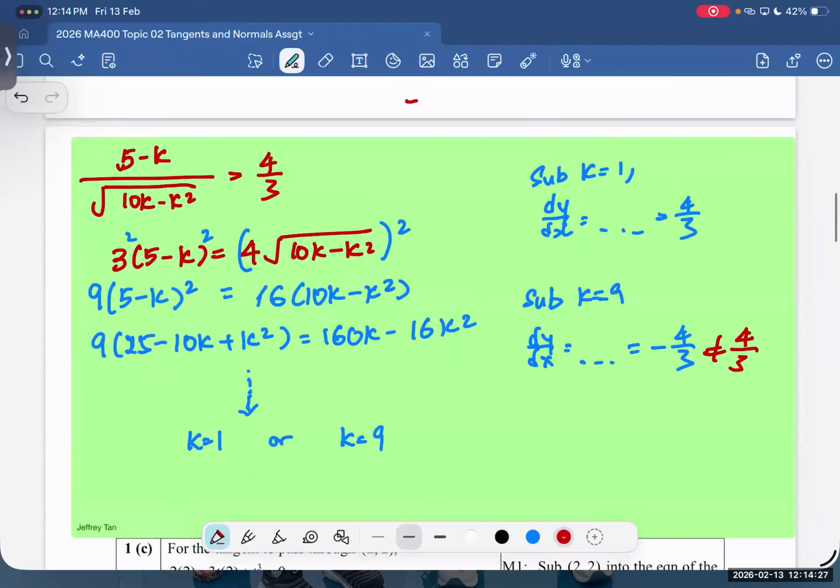Okay? So far? Joshua, do you understand why we must reject? Why must we reject? Because when you do a surd equation, you must always sub in both answers to check. Clear? Understand, guys? You need to reject k equals 9.